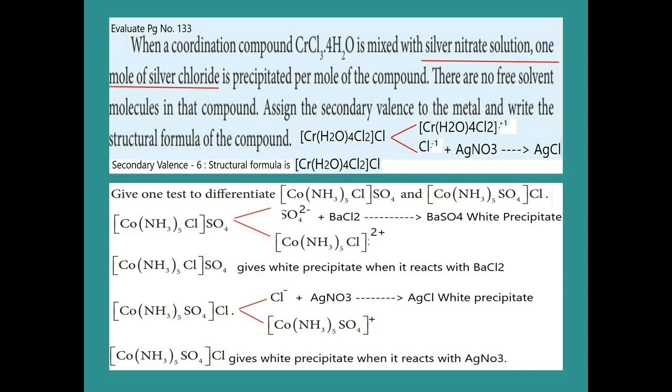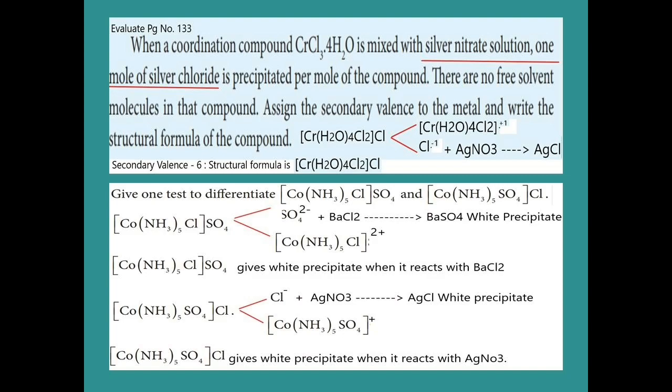The next question is given in your book: give one test to differentiate [Co(NH3)5Cl]SO4 and the other one, [Co(NH3)5SO4]Cl. The first has cobalt with 5 moles of amine and Cl inside the square bracket, with SO4 outside. The first compound splits into SO4 2 minus and the complex cation [Co(NH3)5Cl]2+. The sulfate reacts with barium chloride, and we get barium sulfate as a white precipitate.